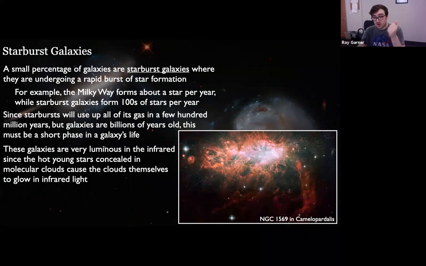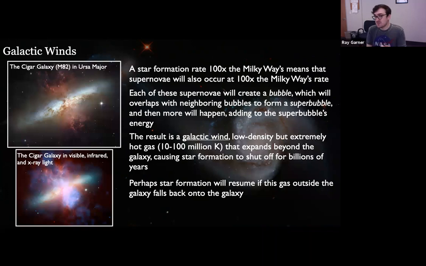But a star formation rate of 100 times the Milky Way's also means that supernovae will occur at 100 times the Milky Way's rate. And just like we talked about with the Milky Way, each of those supernovae are going to create a bubble, which will overlap with neighboring bubbles to form a superbubble. And then more supernovae will happen inside the superbubble, which will add to the superbubble's energy. Eventually, the result is a huge galactic wind. Low density gas, but extremely hot, around 10 to 100 million Kelvin.